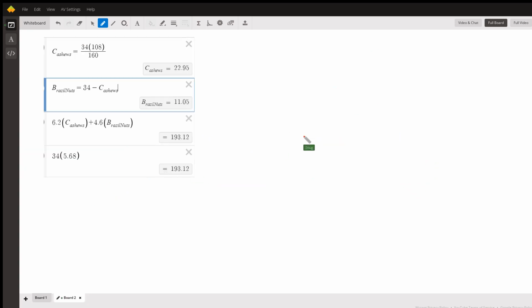Here's confirmation. Number of pounds of cashews was 22.95, Brazil nuts 11.05. I put those values into this equation right here. It's $193.12, which is in fact the value of the mixture.